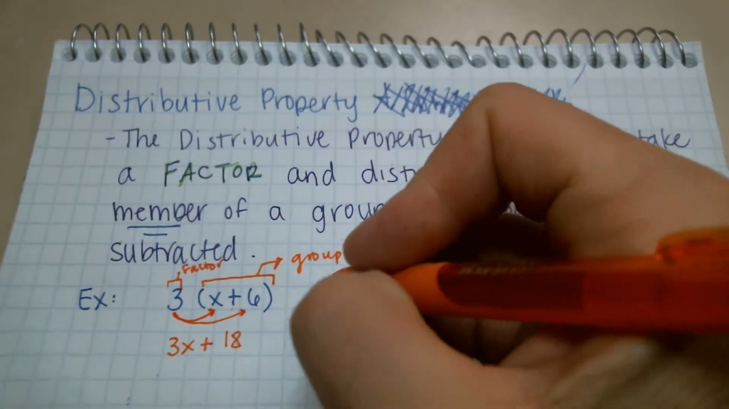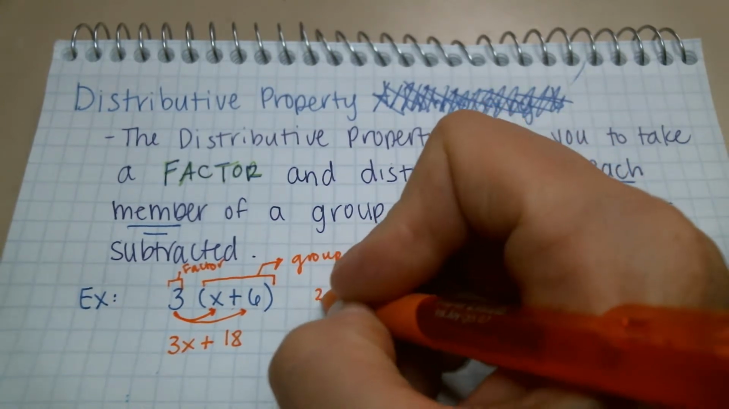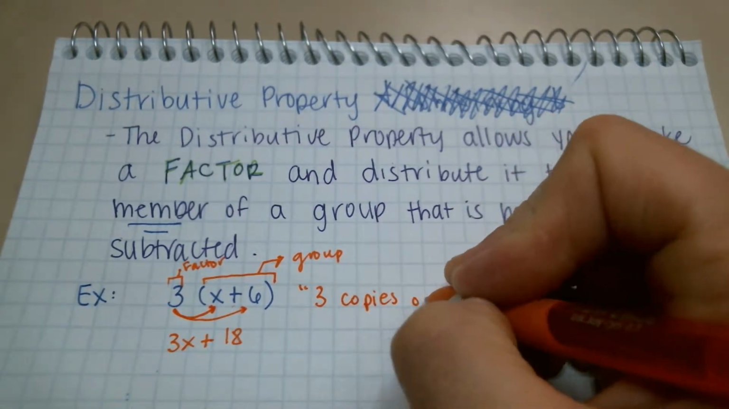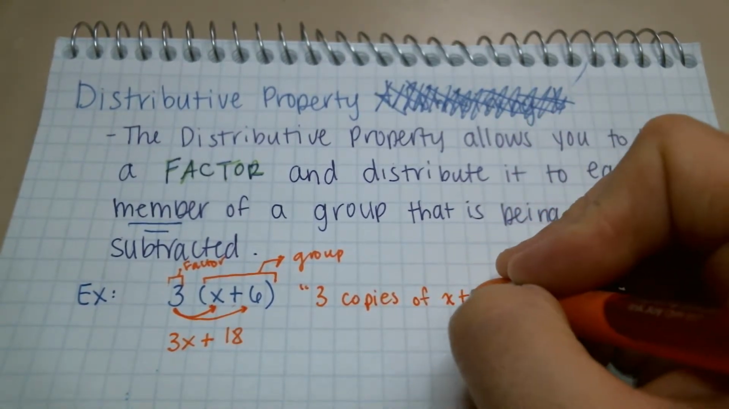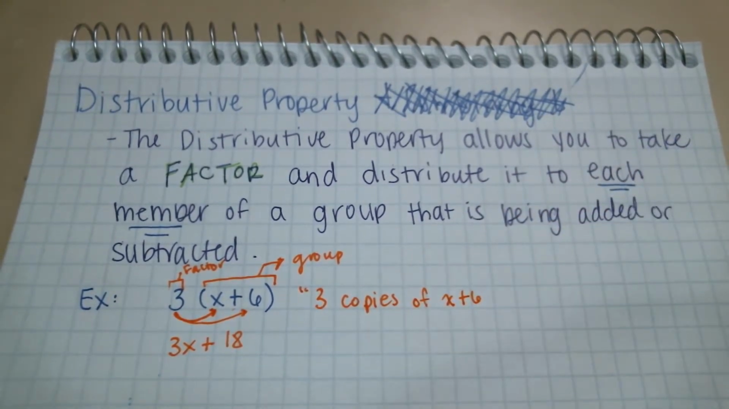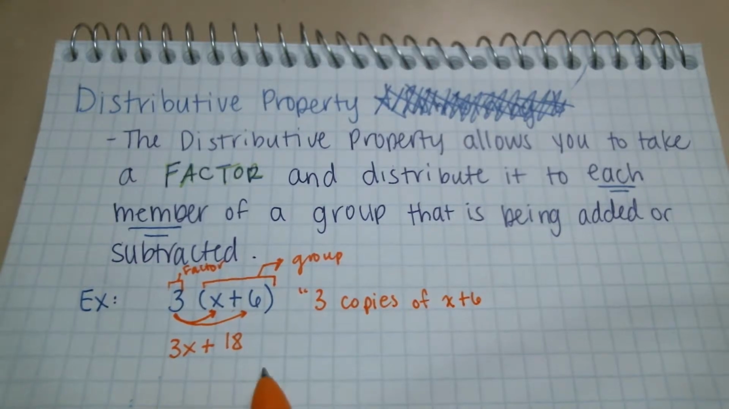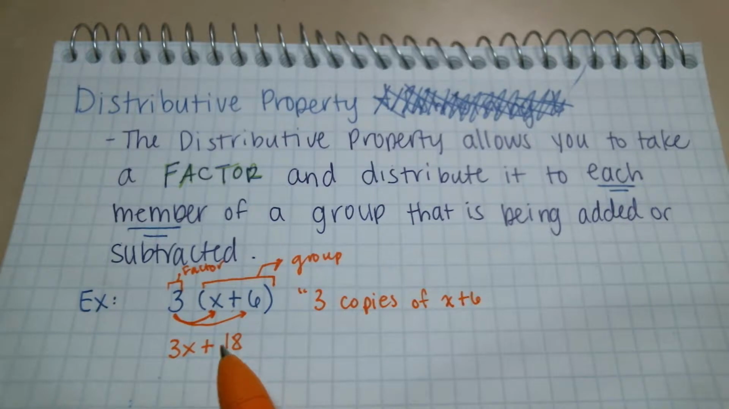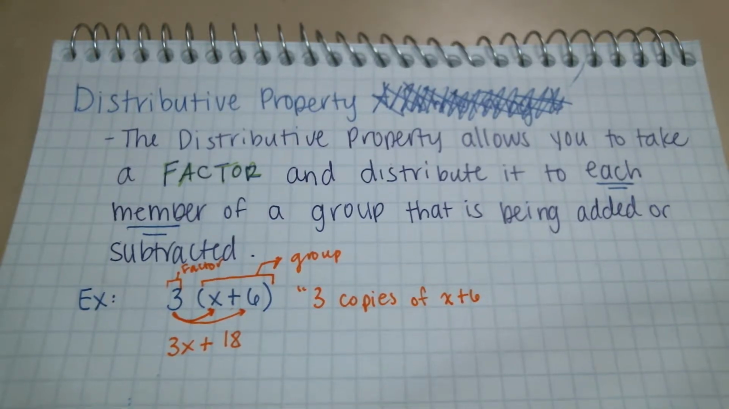You can also think of it this way. This would be 3 copies of x plus 6. And so if you have 3 copies of x, that's how you get the 3x. If you have 3 copies of 6, that's how you get the 18. All right, let's look at another example.